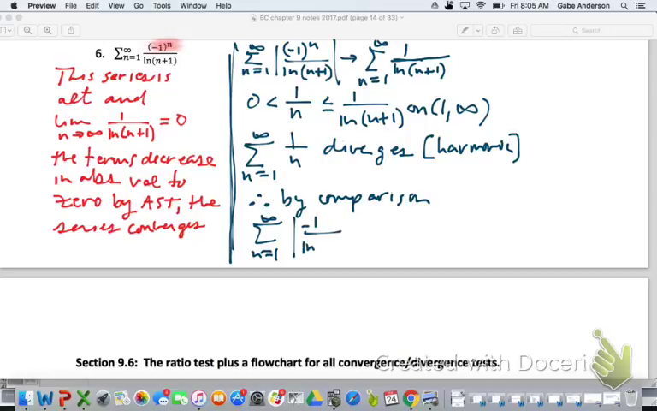Mr. Anderson, can you please explain the second subject, the 0 is less than 1 over n, which is less than or equal to... Yeah.